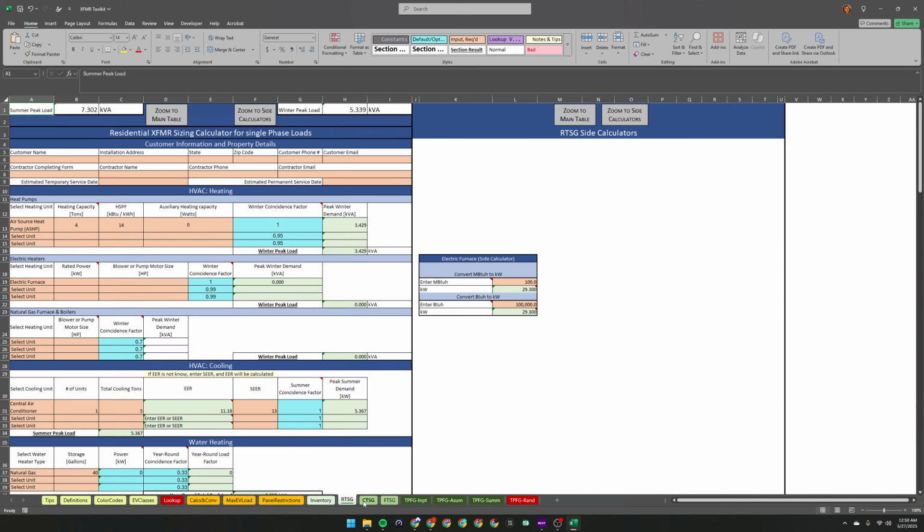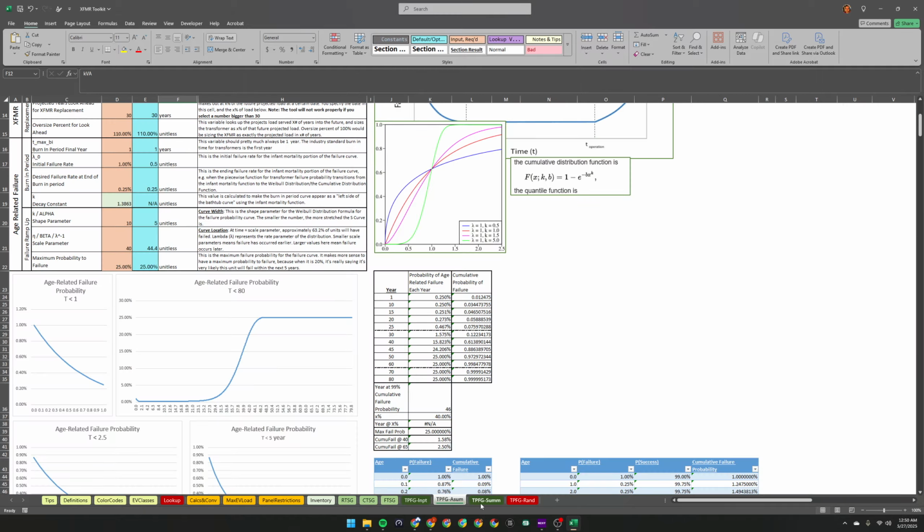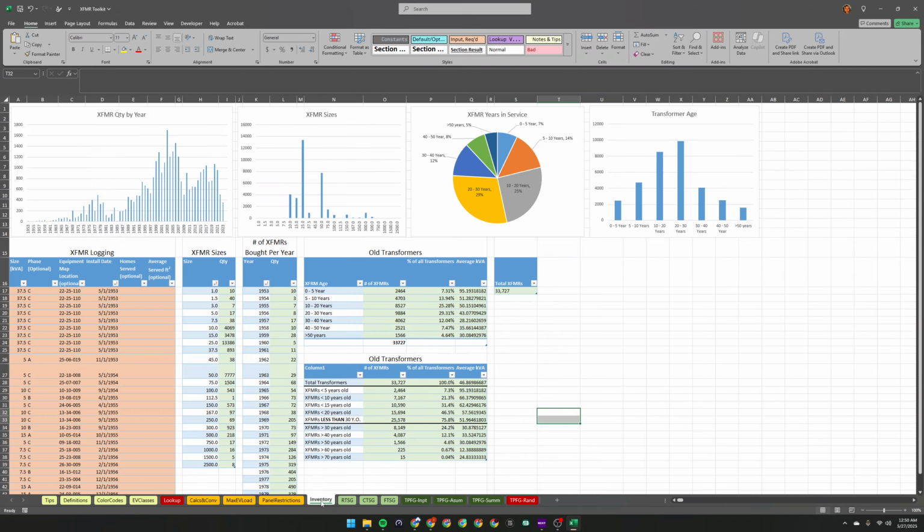It's going to get a bit more complex, right, as we get into this other stuff. But we're big believers in the idea that you can't manage what you can't measure, and so we need to know what's out in the field.